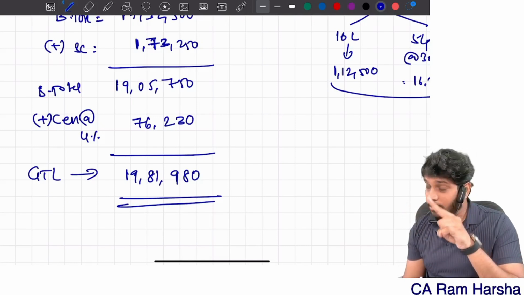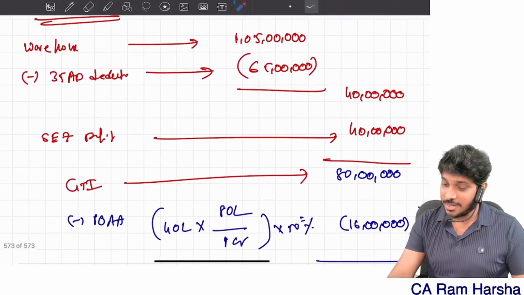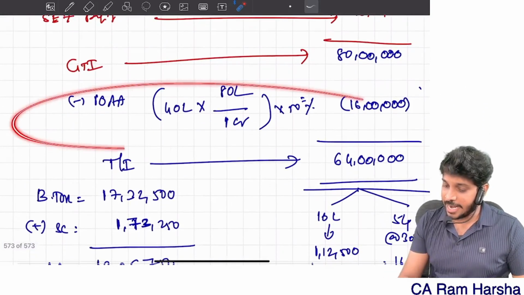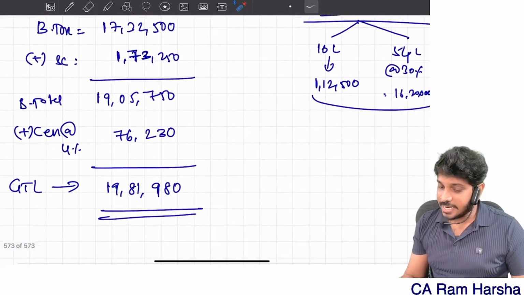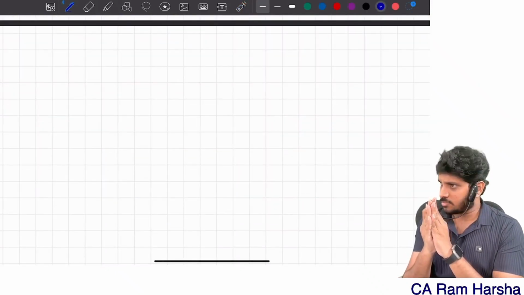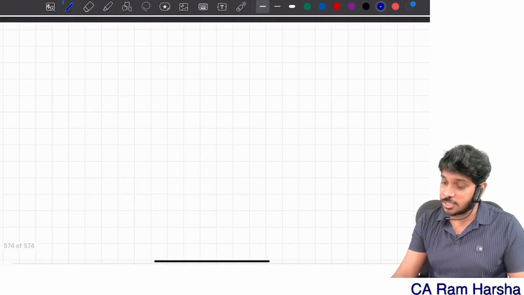Now I should also compute what? AMT liability, because SSC claimed a deduction under 35AD and he also claimed a deduction under 10AA. Now, calculation of AMT. Correct? Until now everybody understood? Yeah. Now, before I decide to pay this amount, I will first compute AMT.